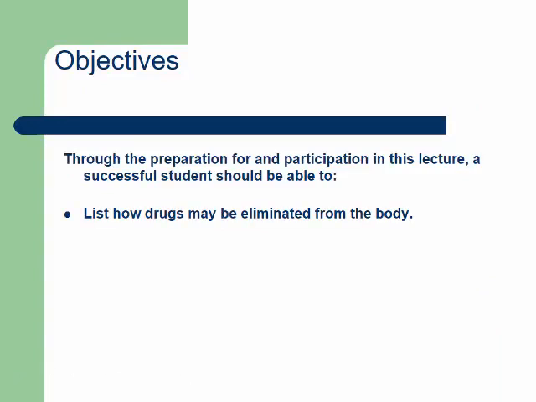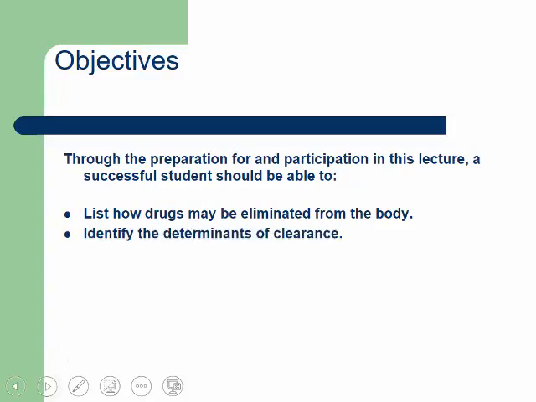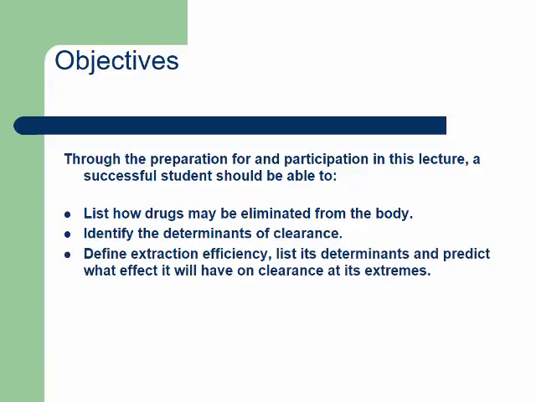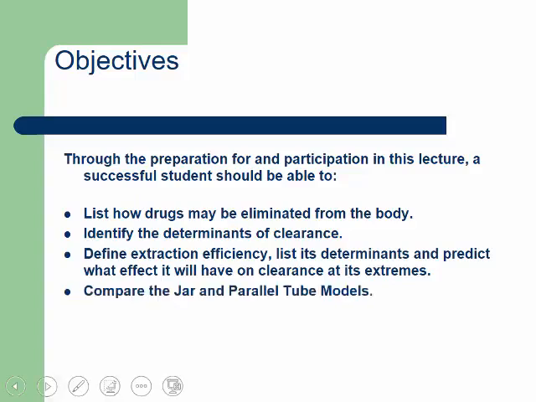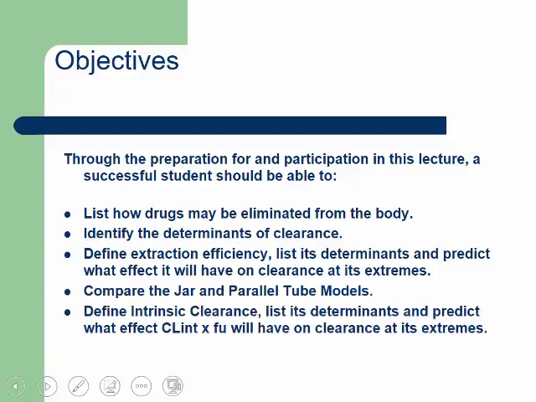are to be able to list how drugs may be eliminated from the body, identify the determinants of clearance, so we're going to go down that next level, define extraction efficiency, list its determinants, and predict what effect it will have on clearance at its extremes. We're going to talk about the jar and parallel tube models for clearance. You're going to be able to define intrinsic clearance, list its determinants, and predict what effect intrinsic clearance times fraction unbound will have on clearance at its extremes.